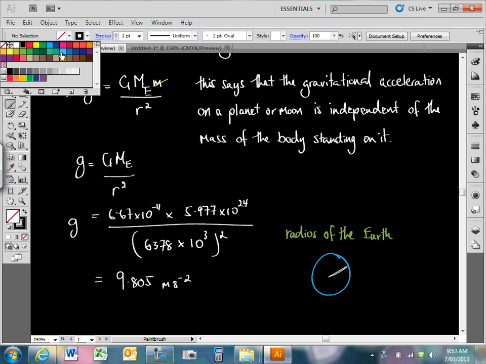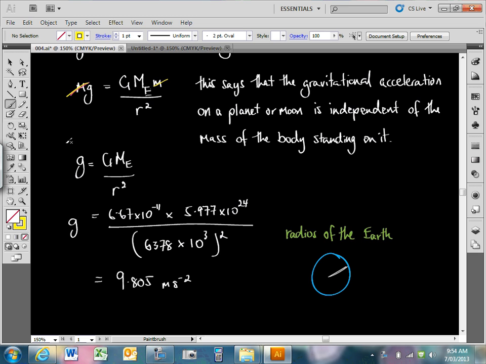So this is one of our identities here. If you want to calculate the value of g on Earth or the moon or a moon or any planet for that matter, you need the mass of the object and you need the radius of the object. And that's the radius from the center of the sphere to the surface, if you think of it like that. We calculated g on the surface of our planet to 3 decimal places.